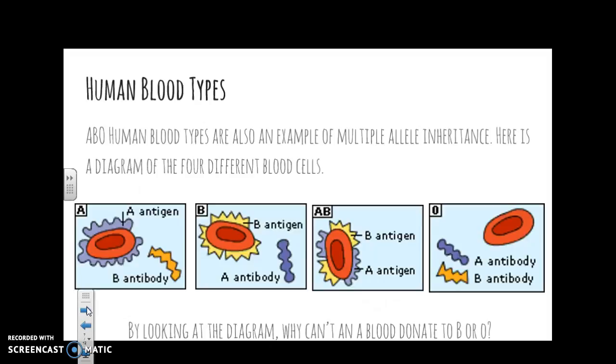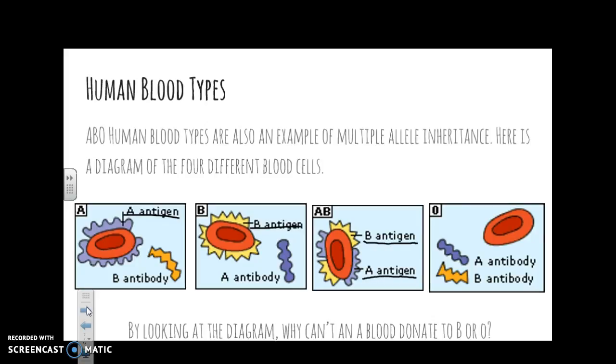All right, so now we get to be a little bit more, what I find a little bit more interesting, is human blood types. So when somebody says they have A blood or B blood, that's determined by multiple allele inheritance. If you have A blood, you have a protein on your cell that identifies it as A blood. That protein on your cell is called an antigen. So if you're A blood, you have the A antigen. If you're B blood, you have a B antigen. If you're AB, you have both proteins, A and B, to make you an AB blood type.